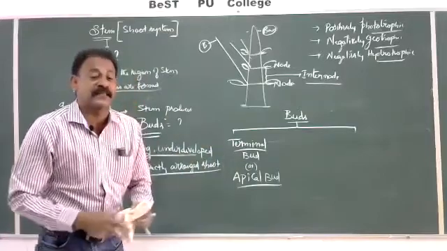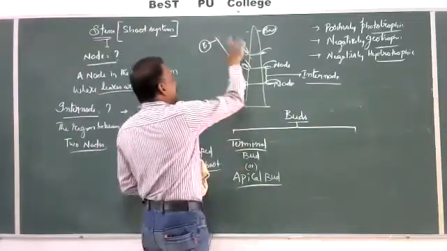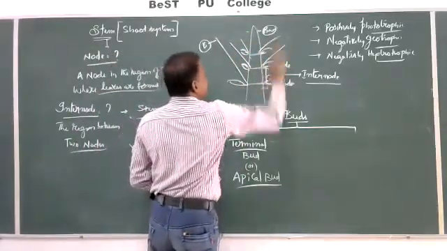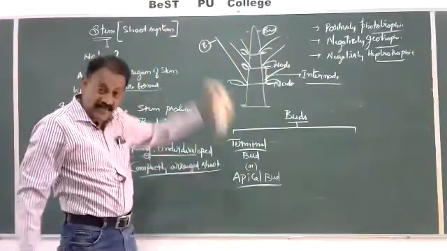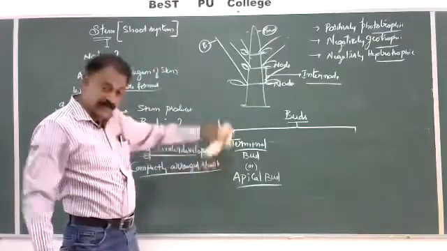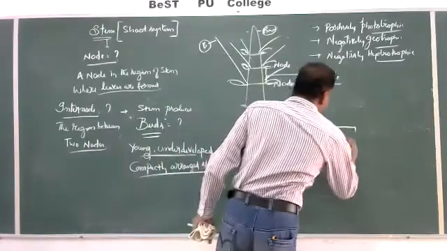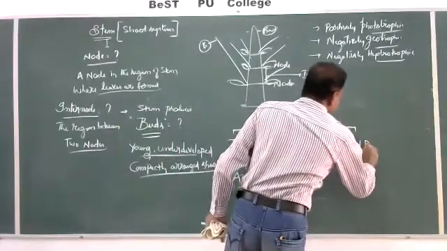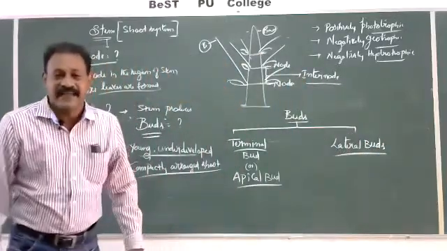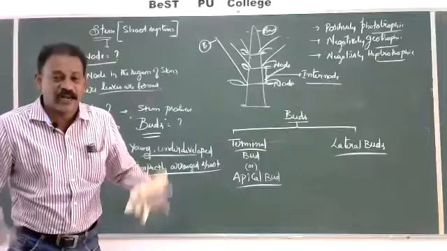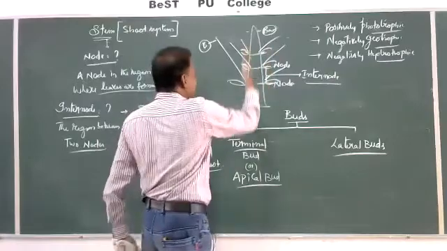So how many places are there? Two places: either at the tip of the main axis or at the tip of any branches. So only the tip, apex, apical, terminal, last, end regions. And then lateral buds. What are lateral buds? Lateral means the buds which develop on the lateral sides of the plant body.